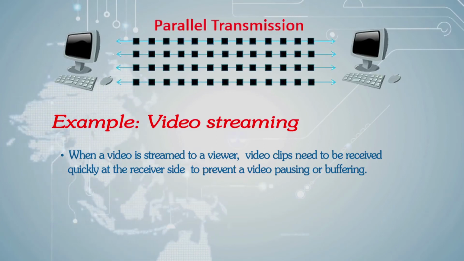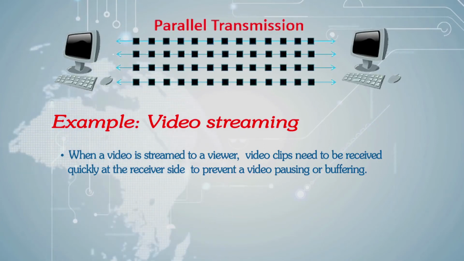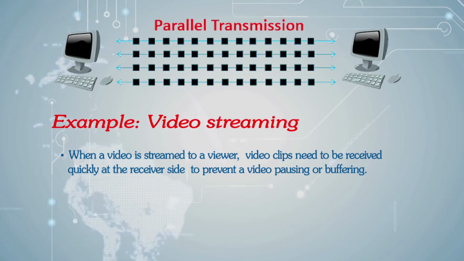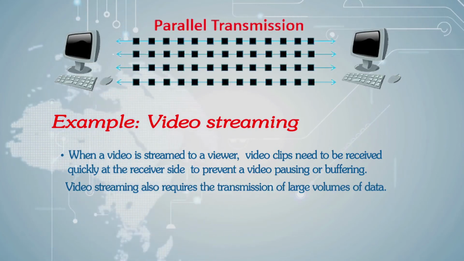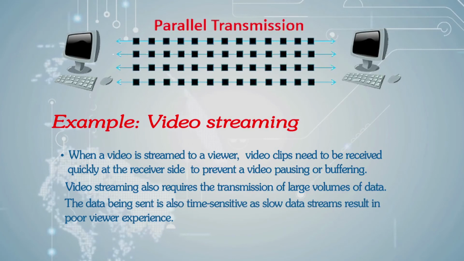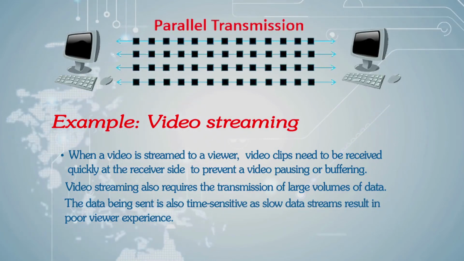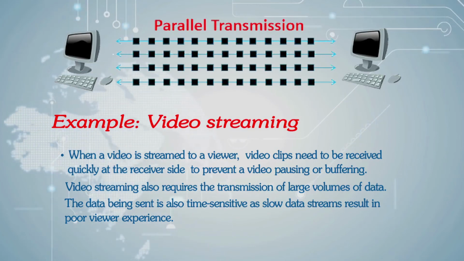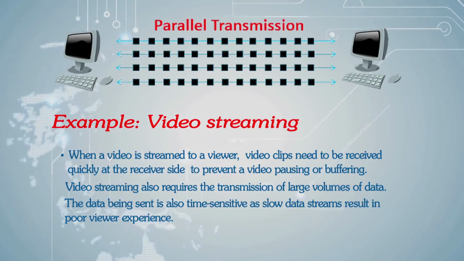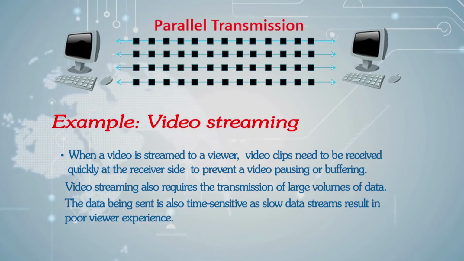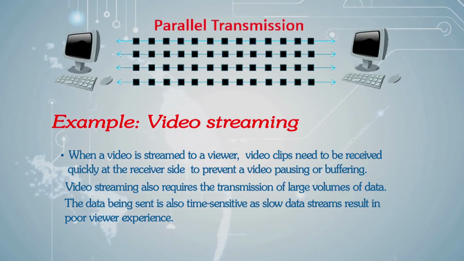So when video is streamed to a viewer, video clips need to be received quickly at the receiver side to prevent video pausing or buffering. Video streaming also requires the transmission of a large volume of data. The data being sent is also time sensitive, as slow data streams result in poor viewer experience. So you always require this kind of transmission if you want a good video streaming facility on your system.